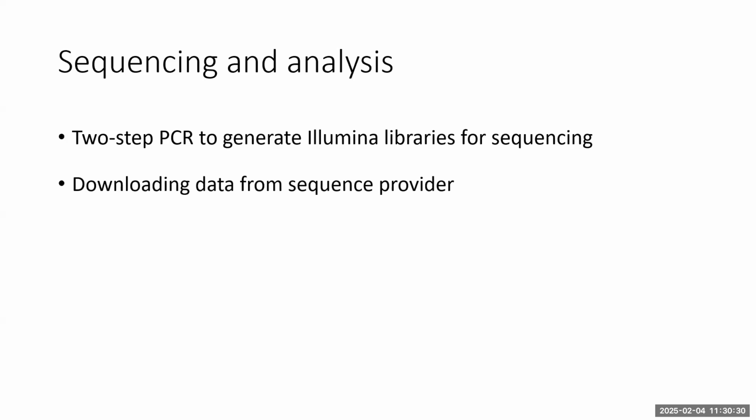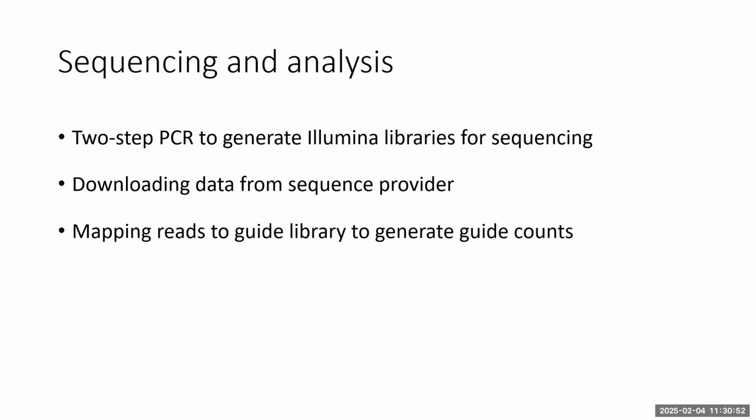The steps from doing the experiment to doing the actual analysis: generating the libraries with a two-step PCR, then you send them for sequencing to your favorite sequencing facility, pay the money, and then you get your sequences back hopefully relatively quickly. The next step is to download that sequence data. What you get is essentially big FASTA files. It says, here is every sequence we've got in a massive big file. You want to take that and map it to your guide library.